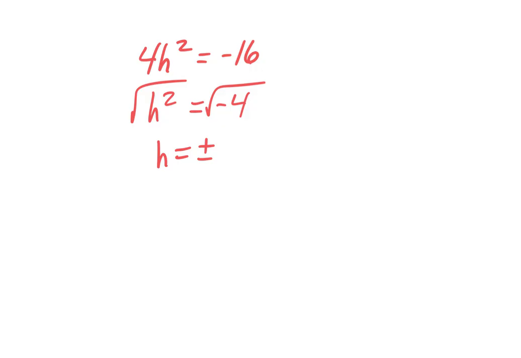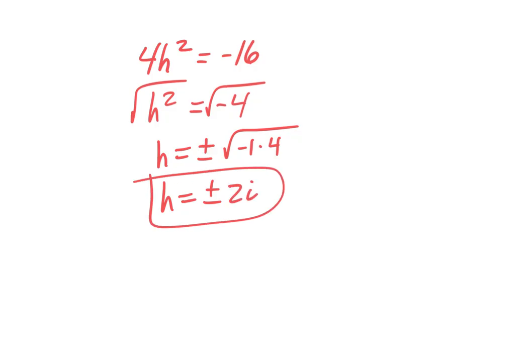If you want to, you can break it up as -1 times 4. I'll show you why in some cases that might be what we want to do, because we want to break this down. But in this case, the square root of -1 is i. The square root of 4 is 2. So this would be plus or minus 2i.